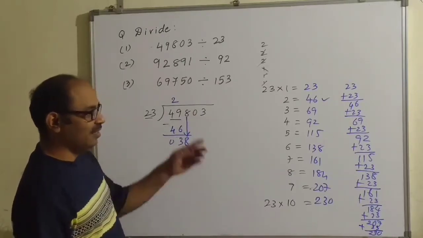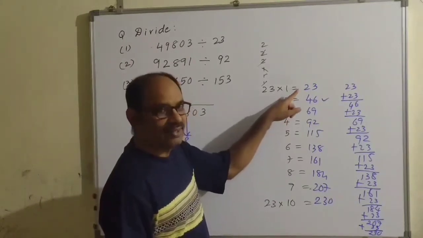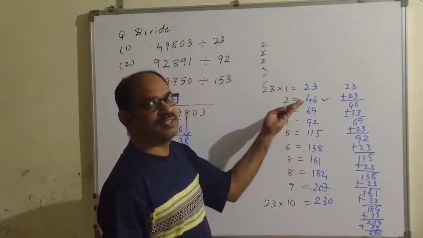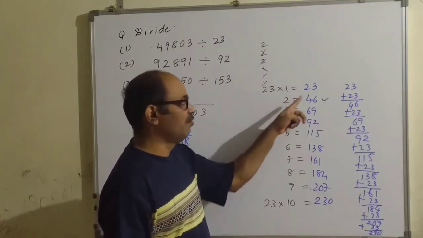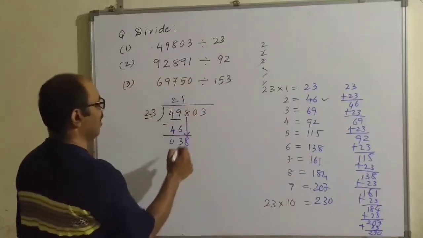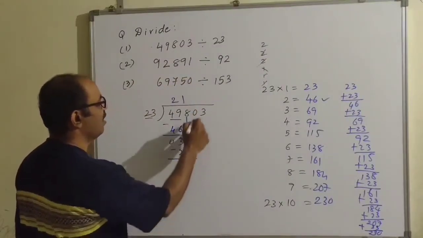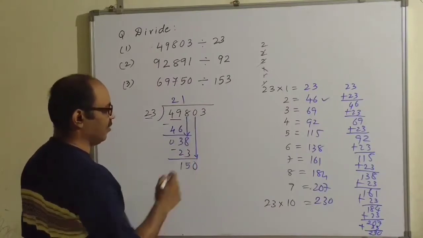Bring down 8. So now it's 38. Find a number which is just greater than 38. 23, 46. 46 is greater. You can't take 23 2s, so the previous one, 23 1s. 23 1s are 23. Now subtract, 5 and 1. Bring down the next digit, 0.